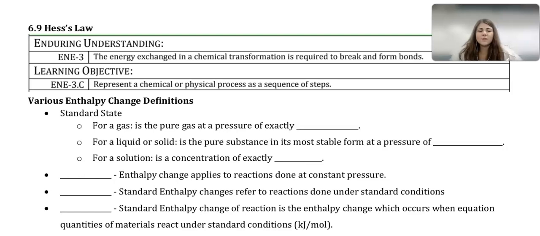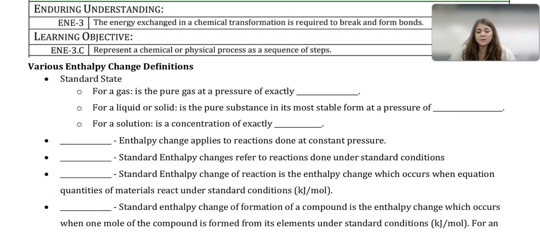In this objective, we're going to be talking about 6.9 Hess's law. So the learning objective states that we should be able to represent a chemical or physical process as a sequence of steps. So first things first, I want to talk about just a few various enthalpy change definitions just to kind of tie everything together at this point.